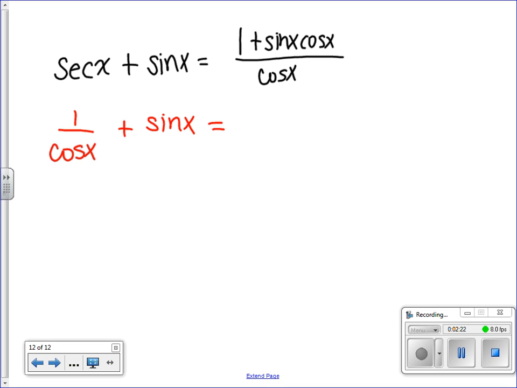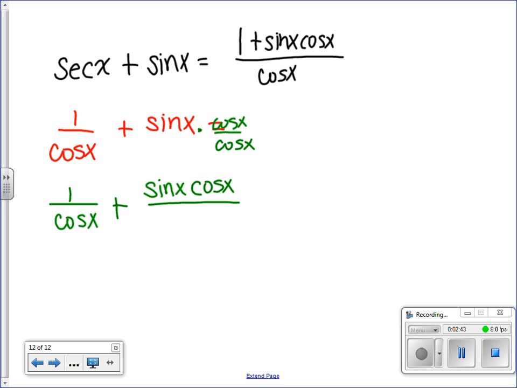Now I have this fraction. I can add them together if I get a common denominator. I'm going to multiply this times cosine of x over cosine of x. So I have 1 cosine of x plus sine x cosine x over cosine of x. There we go. Did it.